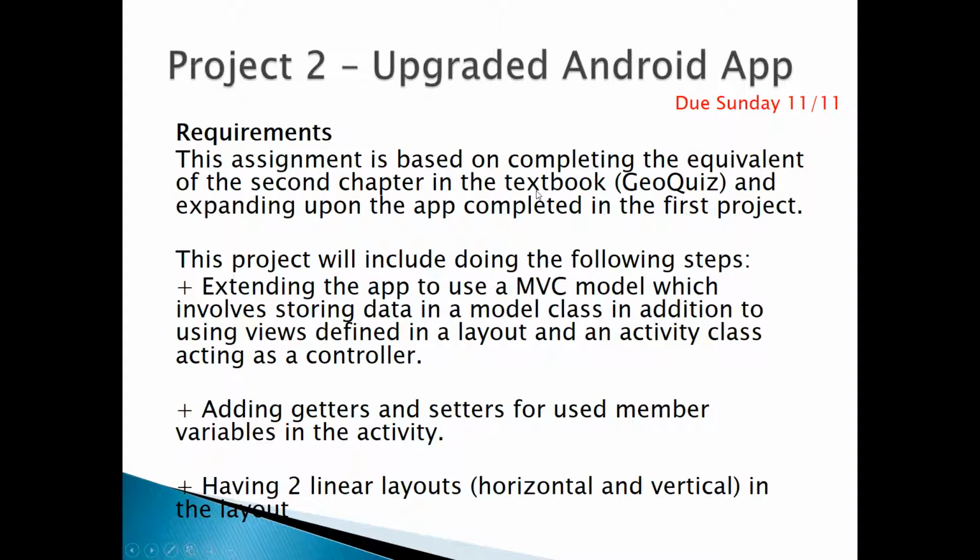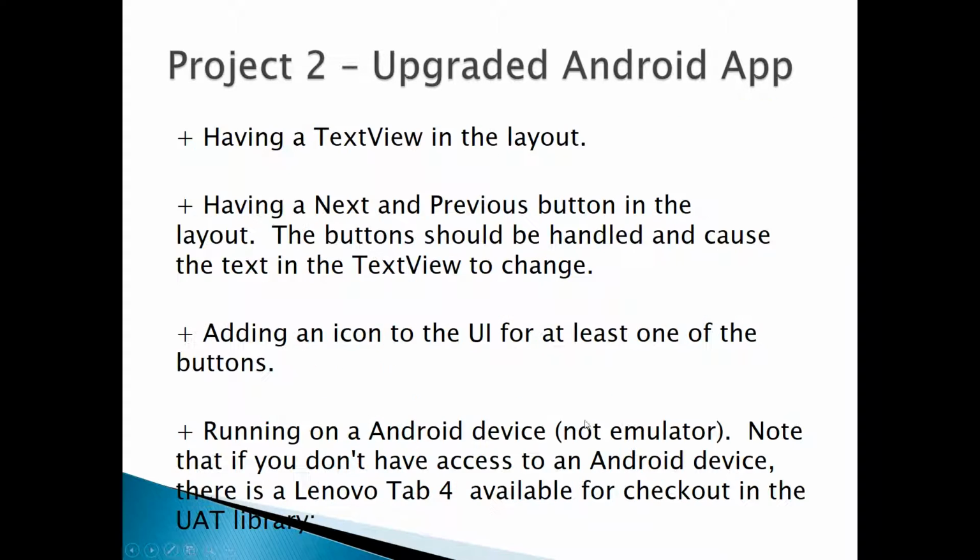If you look at the second chapter, there's a GeoQuiz, and you'll be expanding on that app, doing a few additional things. The second chapter talks about the model-view-controller model. We've talked about that in lecture here. Storing the data in a model class with getters and setters, having 2 linear layouts, horizontal and vertical, in the layout, a text view in the layout, next and previous buttons and being able to handle those, an icon for at least one of the buttons. And then run it on an actual Android device, not the emulator.